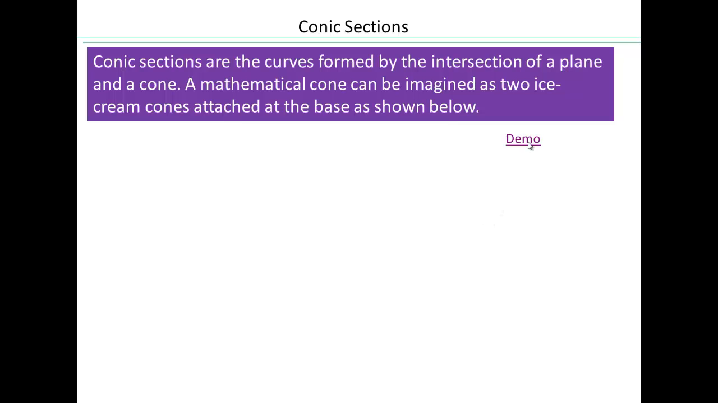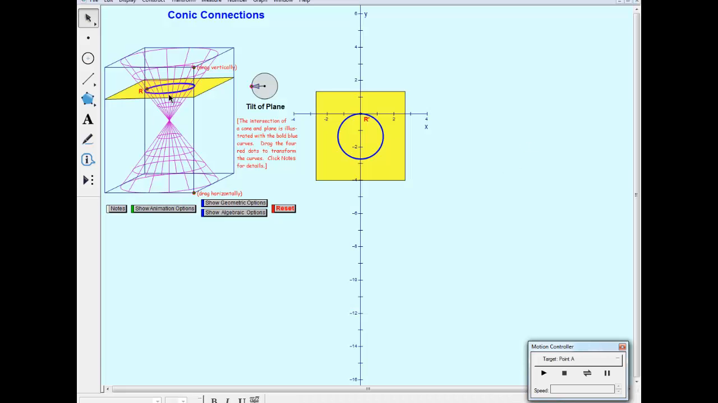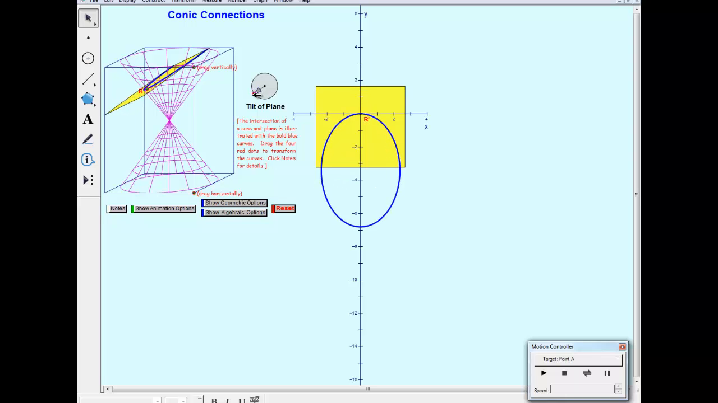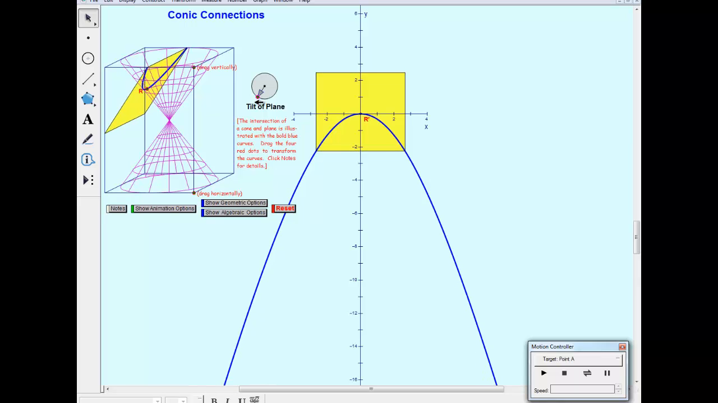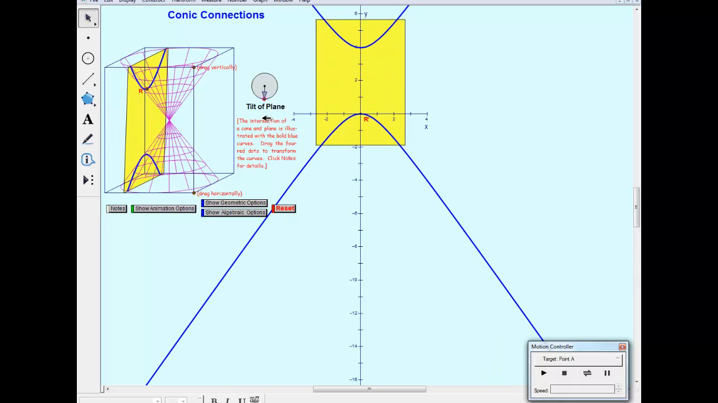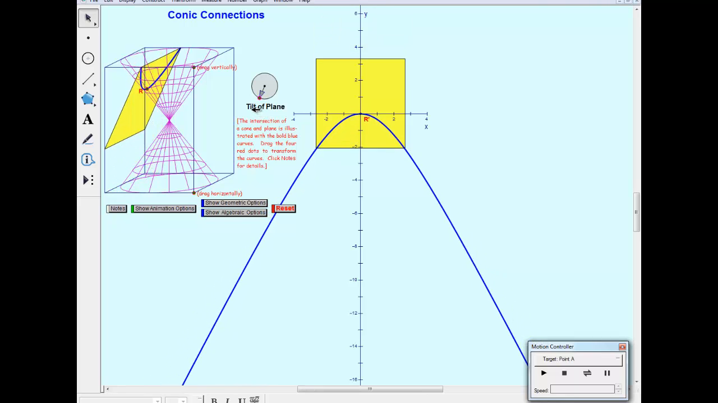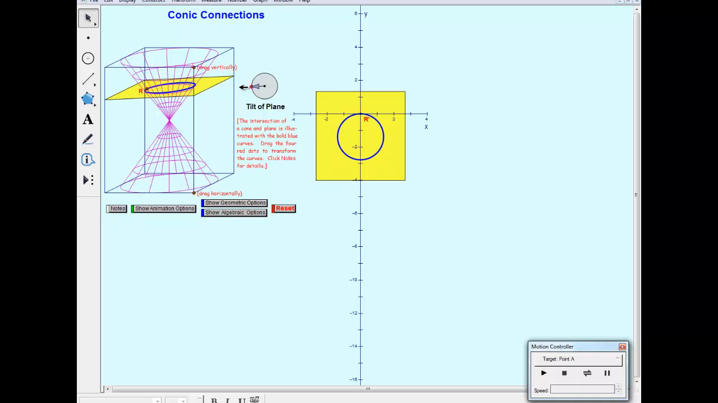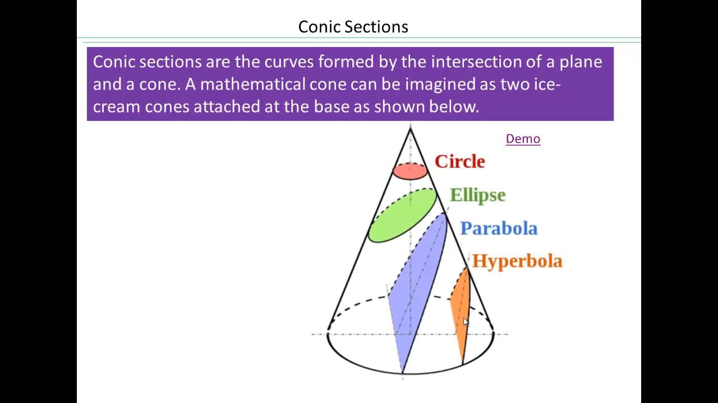You might be familiar with some of the conic sections. Take a look. If you take the cone and you slice it horizontally, you will see a circle. If you tilt the plane a little bit at an angle, you end up with ellipses. If you keep tilting it, you'll see you end up with parabolas and then something called hyperbolas. So hyperbolas, parabolas, ellipses, and circles. Those are what we refer to as conic sections.